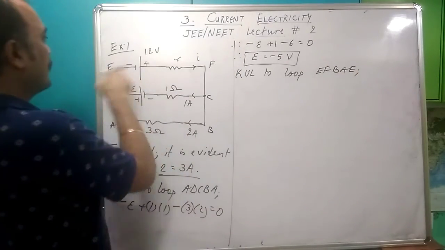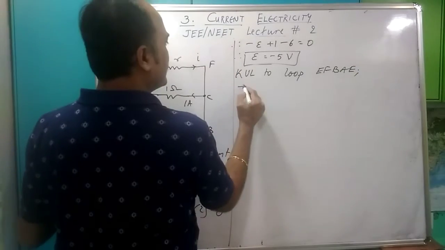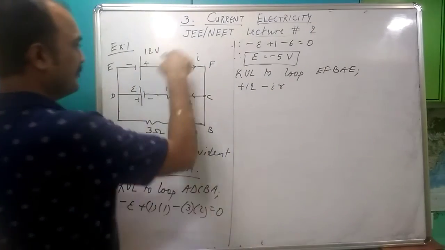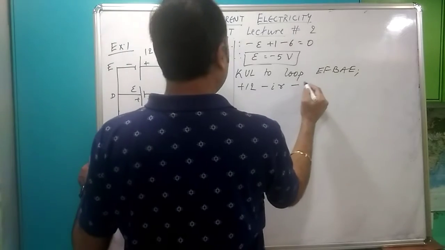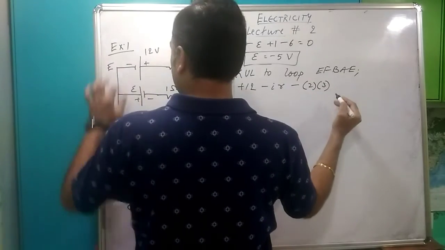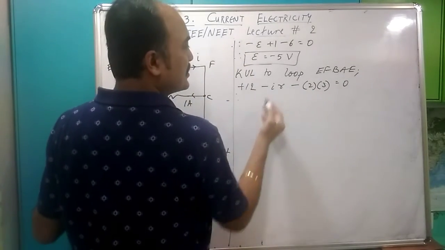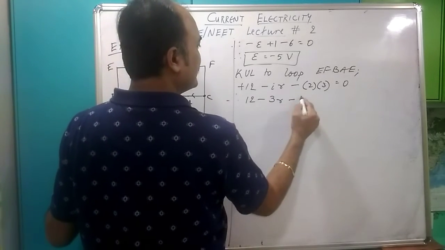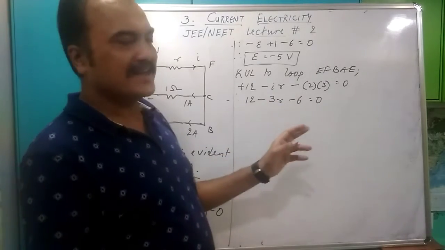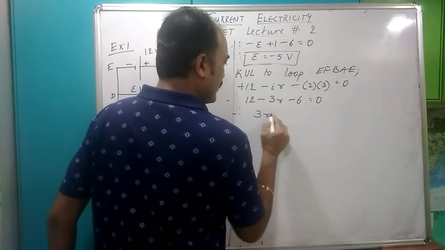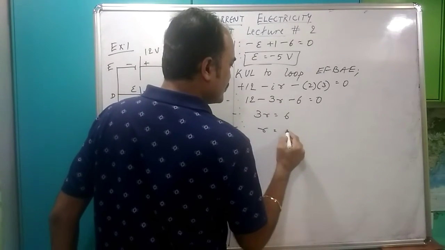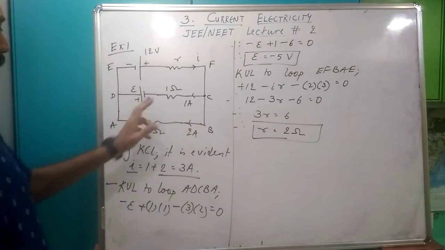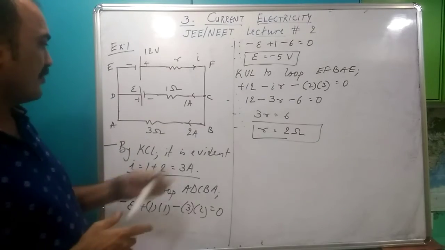EFBAE. So from E to F, in the direction of current, minus IR negative, minus 2 into 3, and that is equal to 0. Might as well put the value of I. I is how much? 3. This is 6. Now 12 minus 6 is 6. So 3R is 6, which gets me R equal to 6 by 3. That is 2 ohm. So utilizing Kirchhoff's voltage law and current law also, we have got the values of R and epsilon.